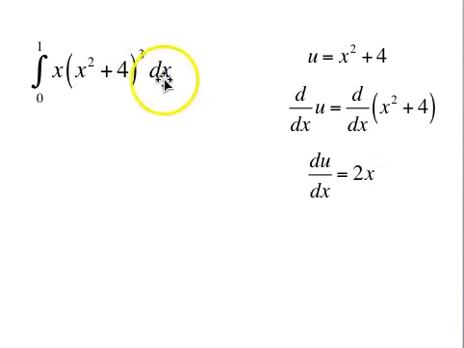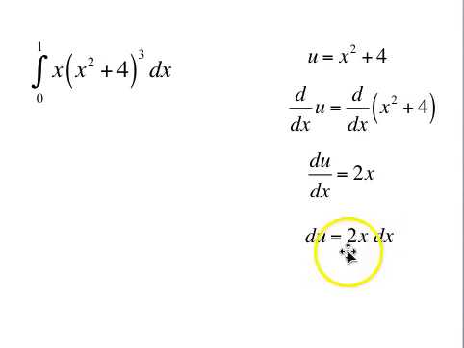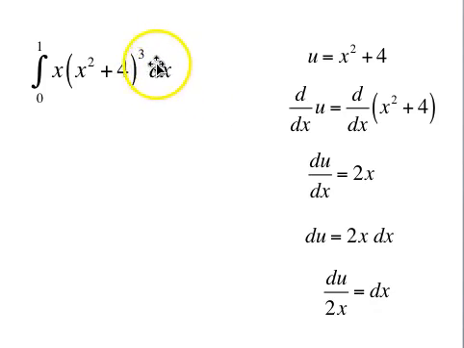My strategy requires you to solve for dx. So if du dx is 2x, du is 2x dx. And we can divide by 2x to say that du divided by 2x is dx. That is going to replace that value for dx. That will be du over 2x. x squared plus 4 will be u, and x is going to cancel.